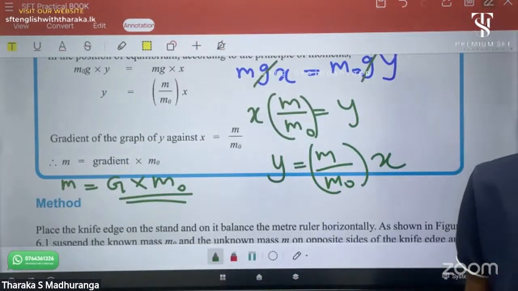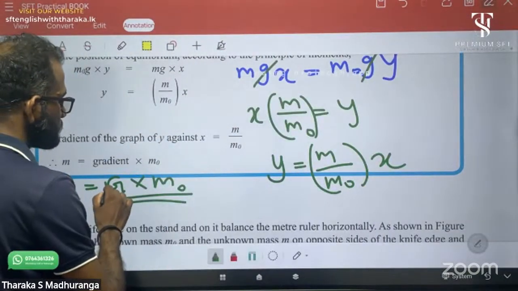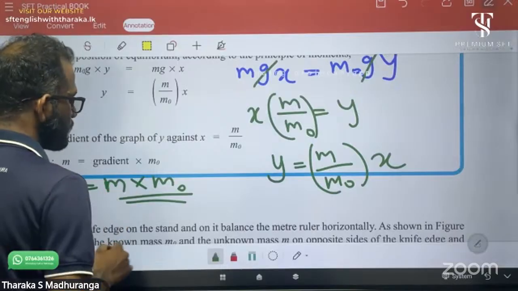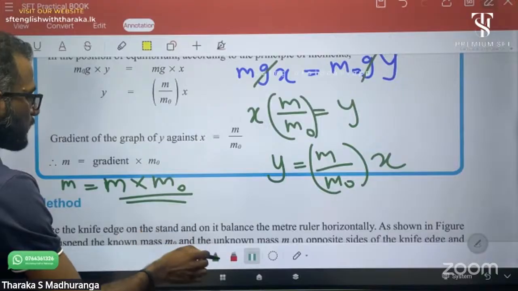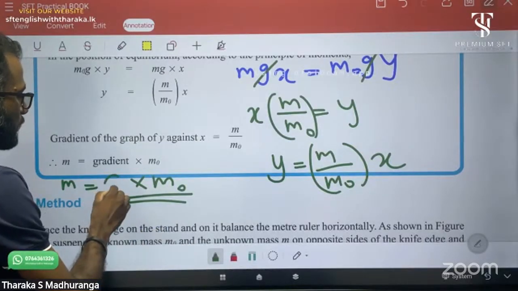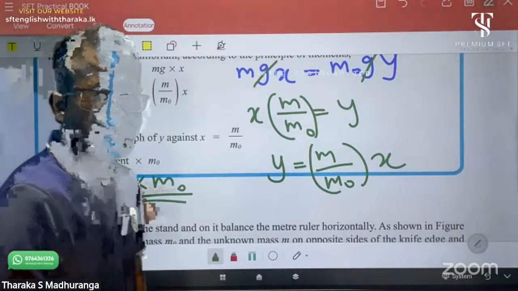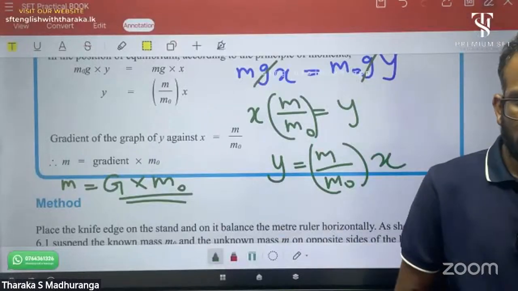The gradient into m into unknown mass, m into gradient into unknown mass. Now let's put g here since it gets confusing: g into unknown mass equal to, sorry, g into known mass, m naught. The known mass is equal to the unknown mass.